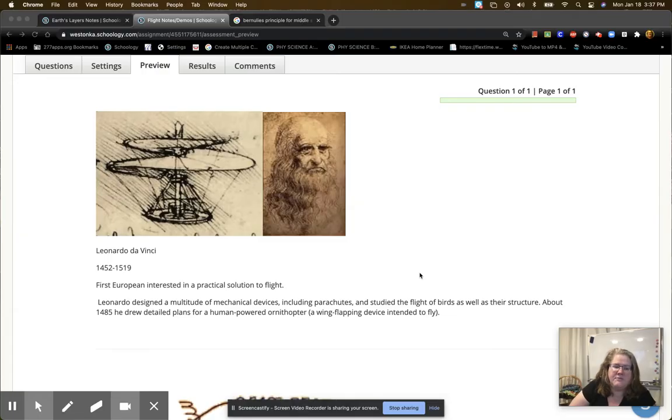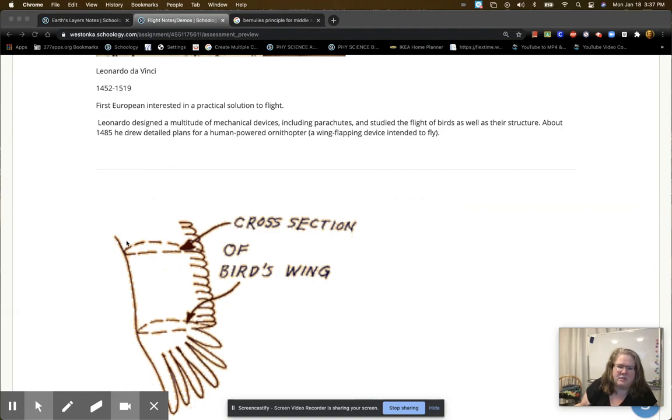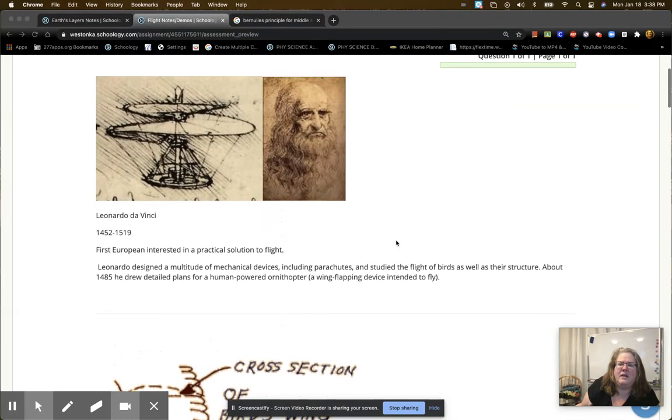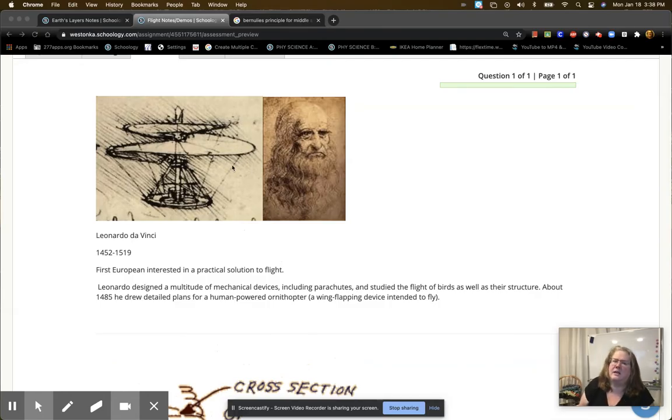He lived from 1452 to 1519, and he was really interested in a practical solution to achieving flight. He watched birds. In fact, he took cross sections and he looked at how a wing was shaped. He invented and figured out the first practical parachute, and a whole bunch of other mechanical devices that he does get credit for. But as he studied the structure of the wing, he really started to understand more about how this could work. And so he actually designed a human powered ornithopter, or a wing flapping device intended to fly almost like a helicopter.